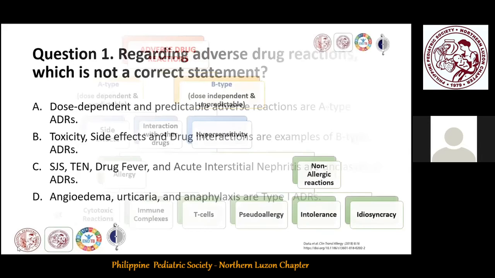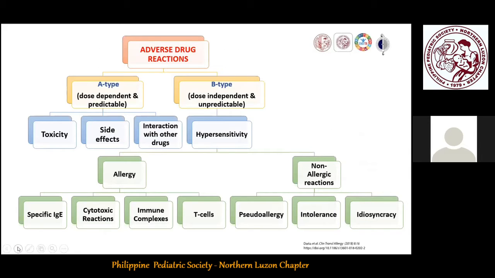So adverse drug reactions are either of the A-type, which is dose-dependent and predictable, and exemplified by the following, or of the B-type, which is dose-independent and unpredictable, as shown by your hypersensitivity reactions, which can further be divided into your allergy. And as you know, this is divided into the 4 classic Gell-Coombs classification and the non-allergic adverse drug reactions.